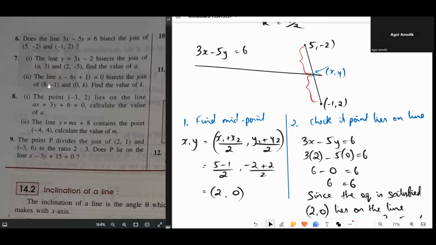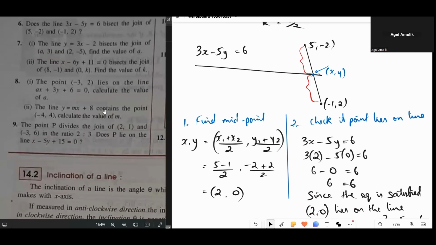Okay. This is also same. Here also they're saying this line bisects the join of this and this. Find the value of K. So both are same. Okay, do these two as homework. Mark it. If you noticed, the equation of the line can be written in many different ways.